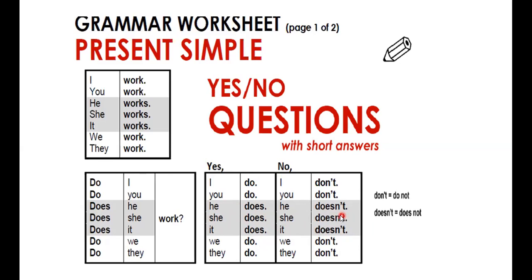Igual que en el negativo. But in the negative I add the particle not. Solo que aquí agrego la partícula not, pero lo hago contractada, ¿verdad? Remember that don't is equals to do not. Don't es igual a do not, ¿verdad?